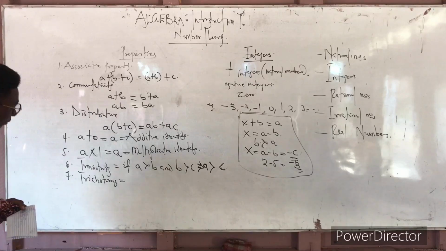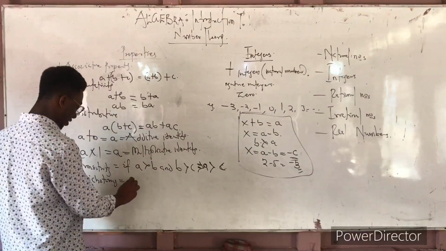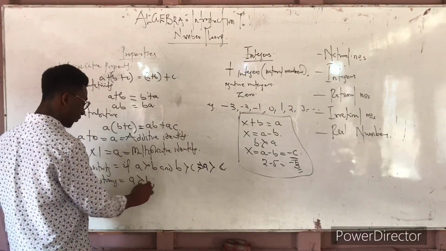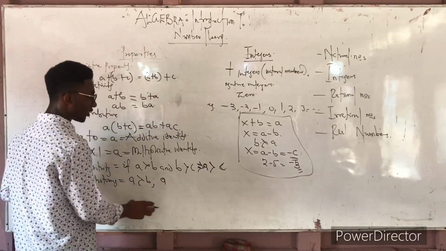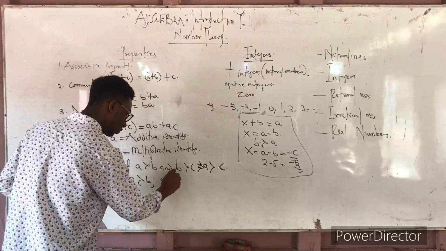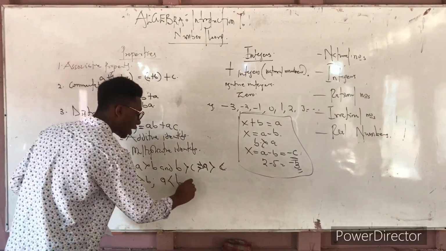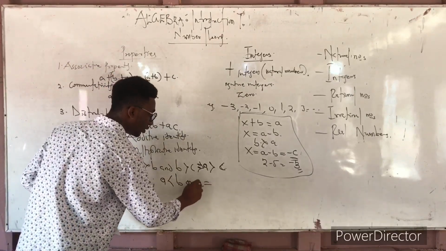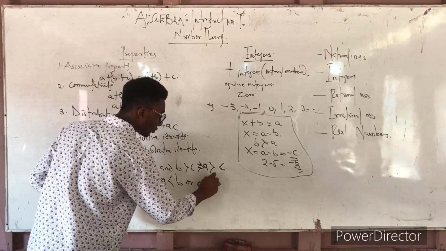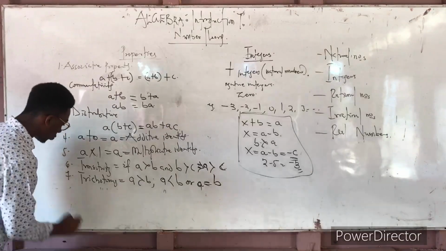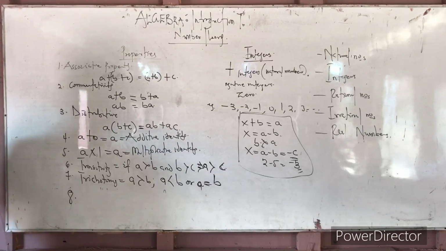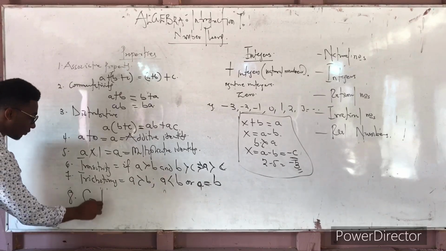And the trichotomy property says that if you have an integer A, you can have A greater than B, you can have an integer A which is less than B, or you can have an integer A which is equal to B in certain circumstances. Okay, so we have our eighth property, which is the cancellation law property.